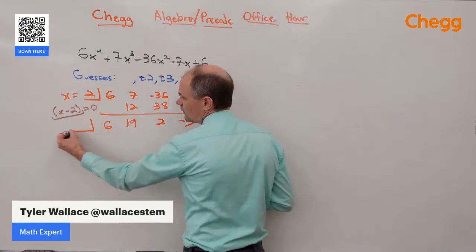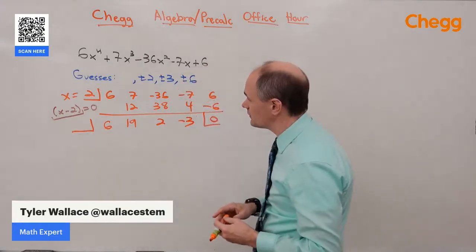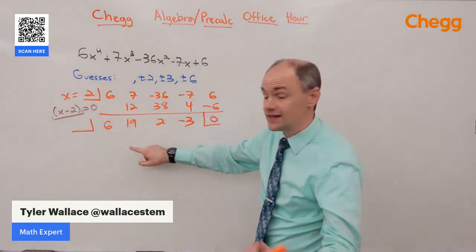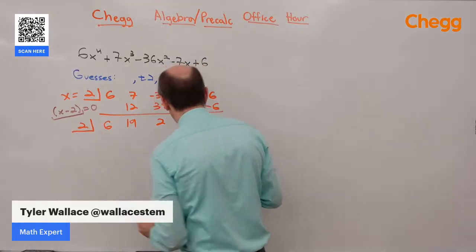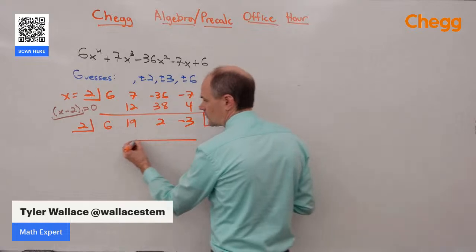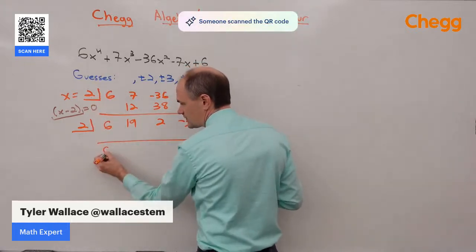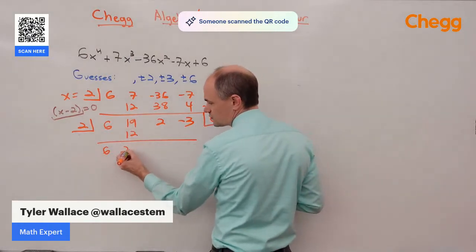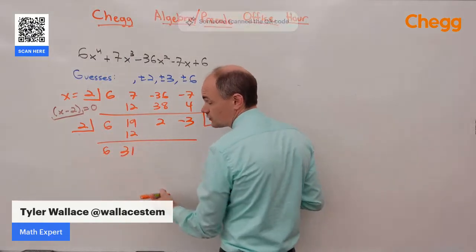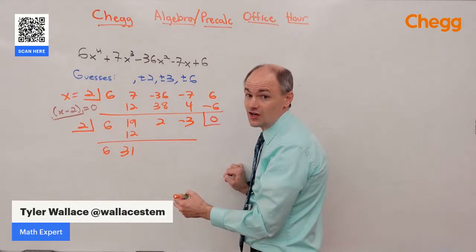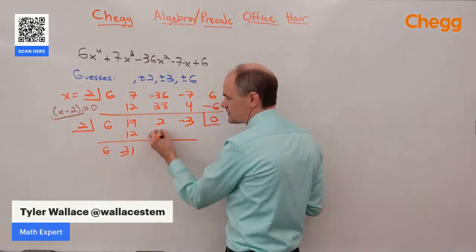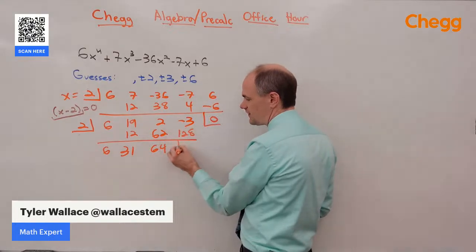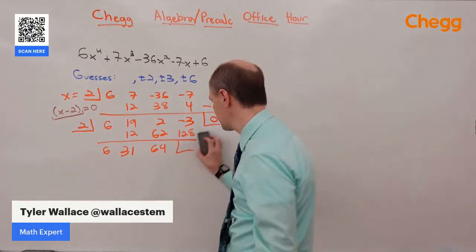Now with this new row, we're going to try and factor out, well, we tried 2. Let's see if 2 works again. It worked once. Maybe we'll get lucky and it'll work a second time. Bring down the 6. 6 times 2 is 12. 19 and 12 is 31. You can already see this is going to get really big and it's not going to work. 31 times 2 is 62. Adding 2 is 64 times 2 is 128. That's not going to give me 0.